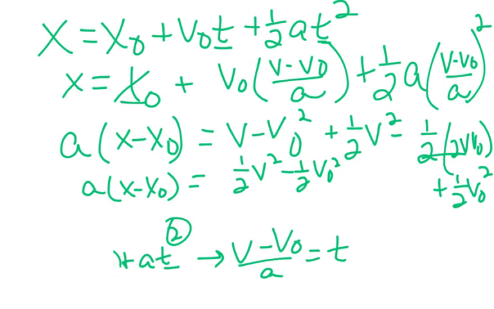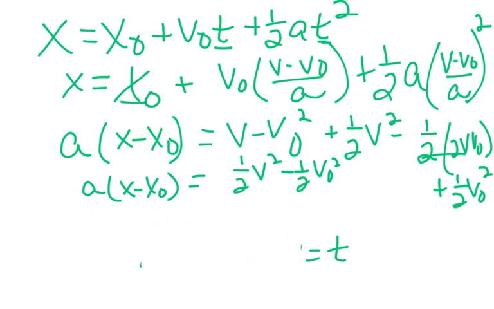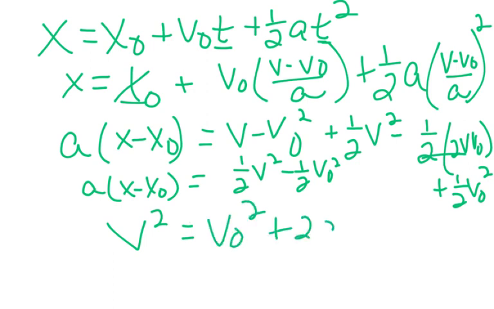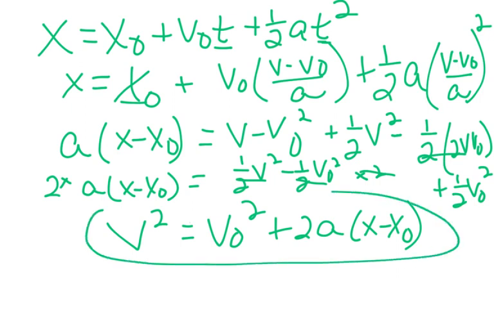I'm going to erase this down here to get it out of my way because we don't need it anymore. And I ultimately get this equation. If I multiply both sides by 2, so my 1/2s go away, and then I add the v naught squared to both sides to finally get equation number 3.